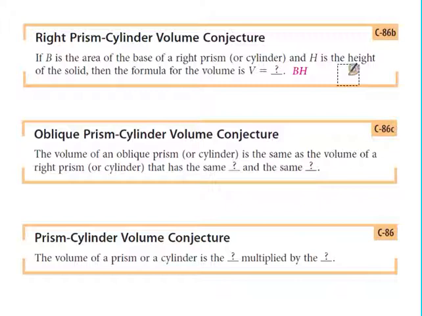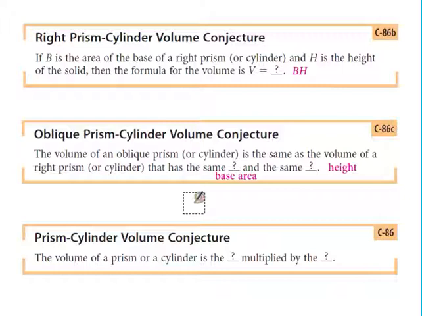An oblique prism, what's oblique? Do you remember what oblique looks like? Slanted. The right, remember, was upright. So the volume of an oblique prism is the same as the volume of a right prism that has the same height and the same base area. That's what we learned on Friday. Anyway, that's once again the same thing as the main conjecture. That's why it's called 86C.